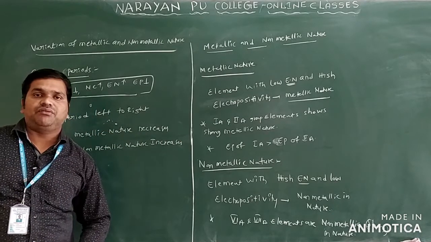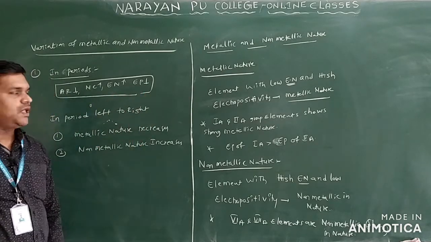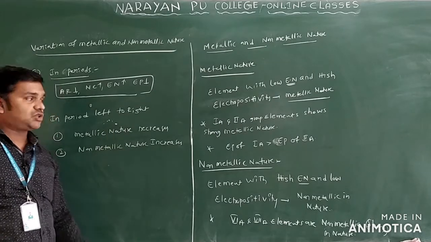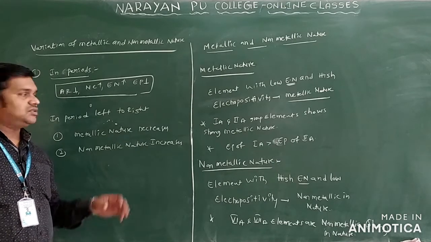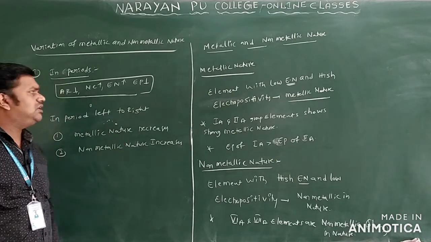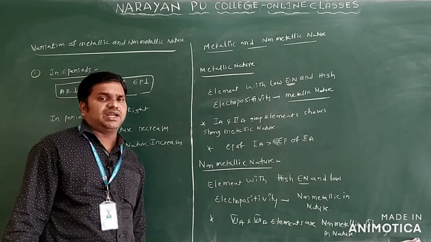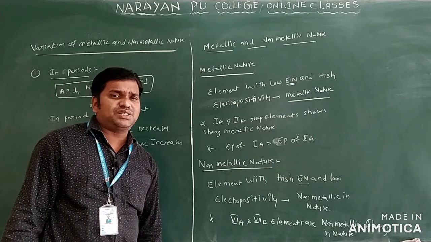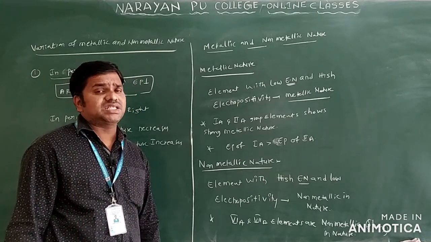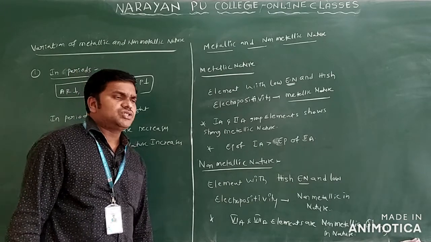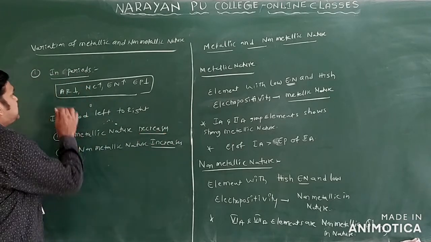Non-metals are electronegative in nature, and electronegativity increases along the period, so non-metallic nature increases. Electropositivity decreases along the period. Why? Electropositivity mainly depends on size. If the size is less, nuclear attraction is more, removal of an electron is difficult, and the atom does not lose an electron easily. So non-metallic nature increases and metallic nature decreases along periods.